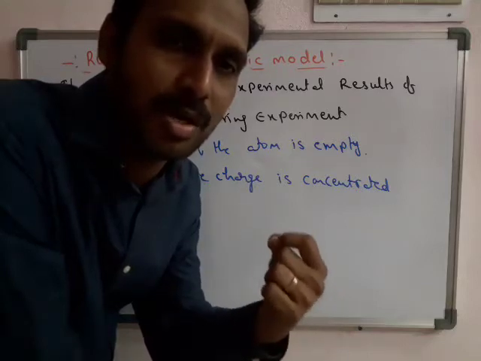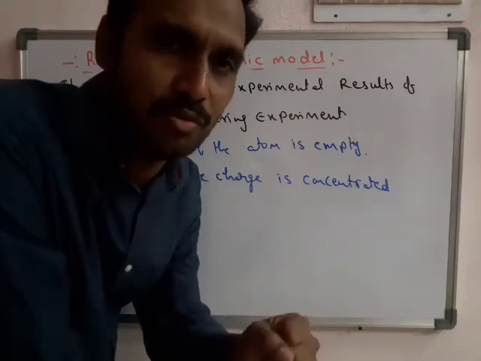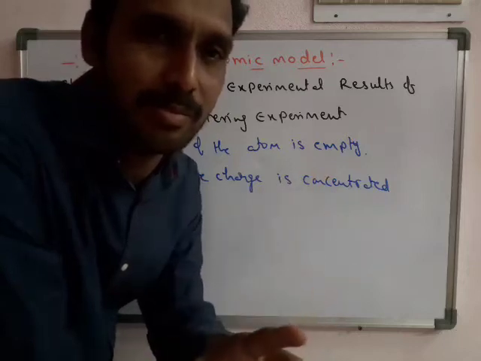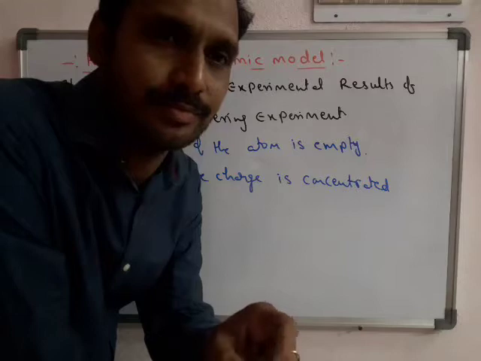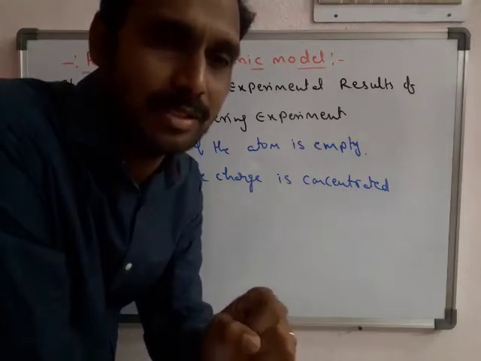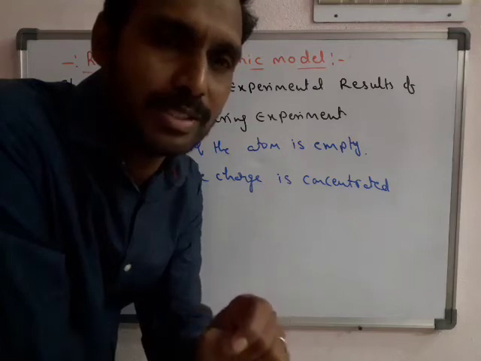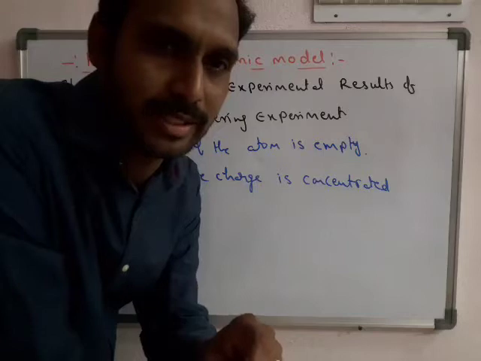Most of the alpha particles passed easily through the gold atoms, nothing but the gold foil. That's why he concluded that the maximum portion inside the atom is empty, except for a very small region. What does the small region mean? It is where the total mass and the positive charge are concentrated.